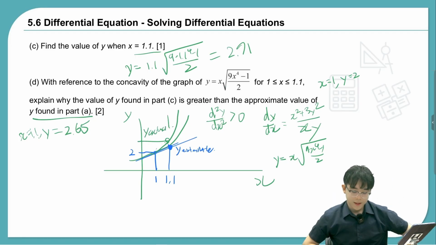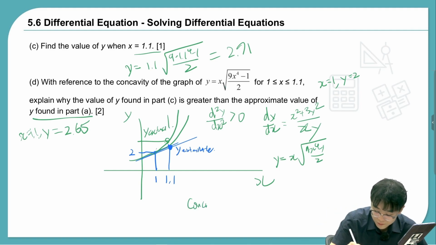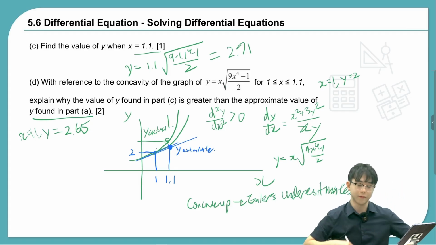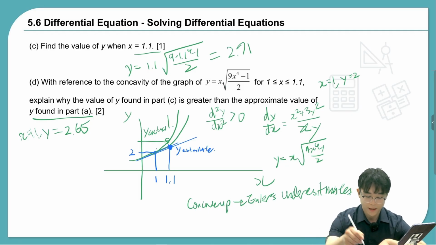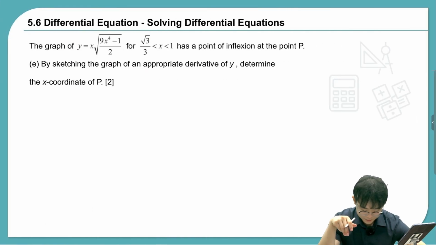So we see that Euler's method would underestimate for concave up functions. So for concave up, Euler's method underestimates. And we would say the same is true for concave down: concave down, Euler's method would overestimate. Okay? So that's the insight the question wants you to have in part D. And then let's do part E.